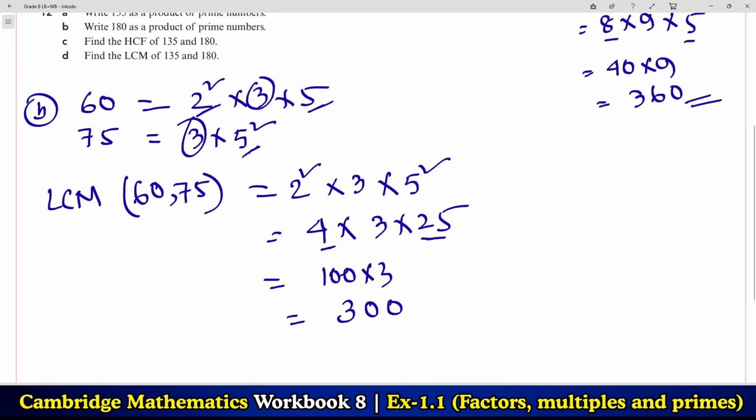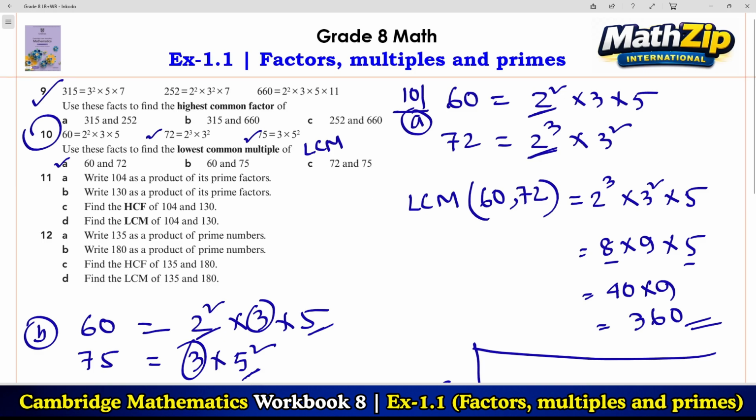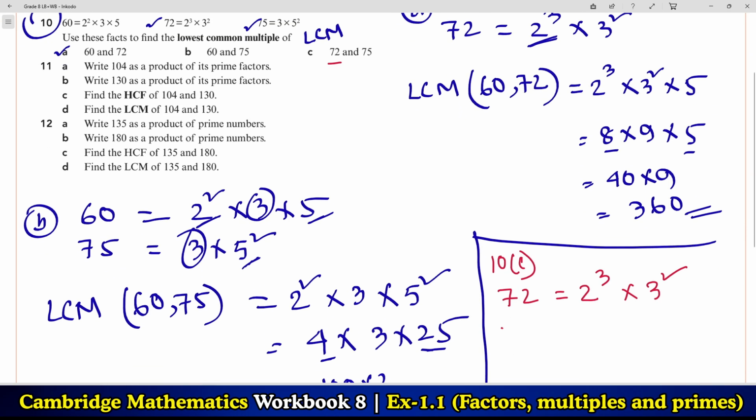Okay, very simple. Now we will start number C of question 10. Now C, 10C, 72. 72 we can write as 2 cube times 3 square, right? And then 75, it will be 3 times 5 square.